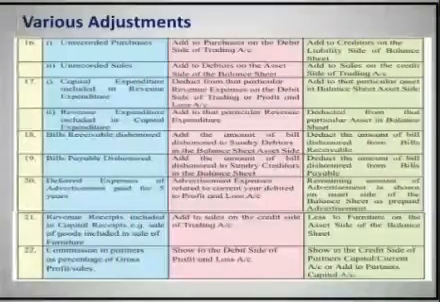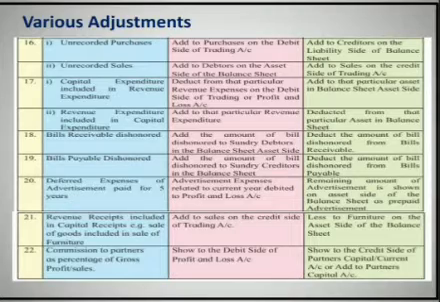Today, again I am here to explain you the further remaining adjustments such as unrecorded purchases, unrecorded sales, capital expenditure included in revenue expenditure, revenue expenditure included in capital expenditure, bills receivable dishonored, bills payable dishonored, deferred expenses of advertisement paid for 5 years, revenue receipts included in capital receipts, for example sale of goods included in sale of furniture, commission to partners as percentage of gross profit or sales, and so on.